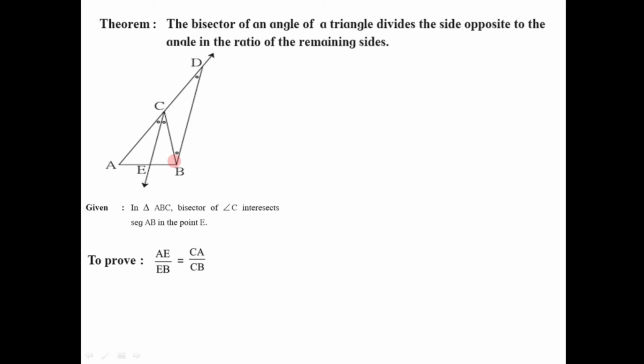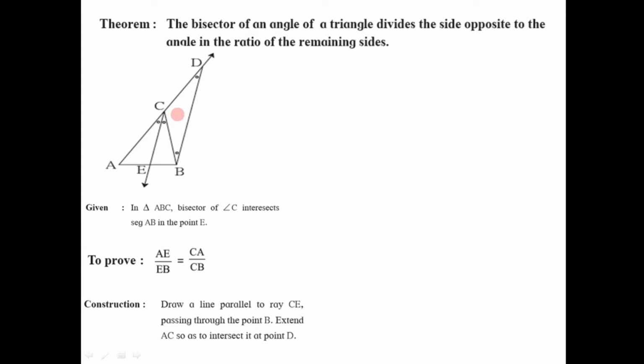To prove this, we need one construction. As we can see in the diagram, draw a line parallel to CE. CE is an angle bisector, so we draw a line parallel to CE from point B. This is the parallel line drawn. And we extend ray AC such that this parallel line intersects ray AC at point D. So this is the construction done. Now, by doing this construction, we are going to start the proof.